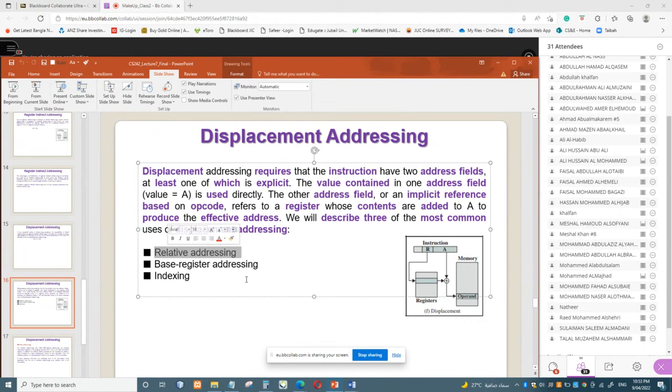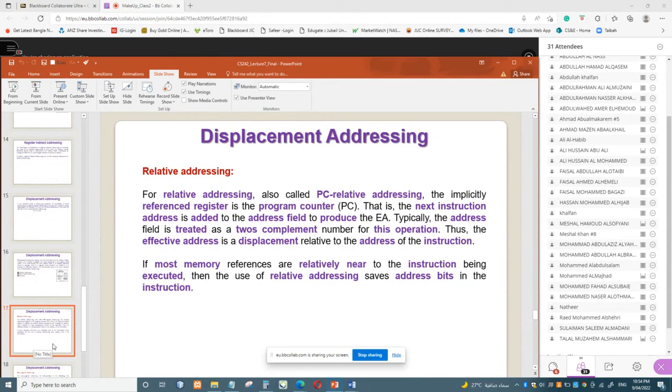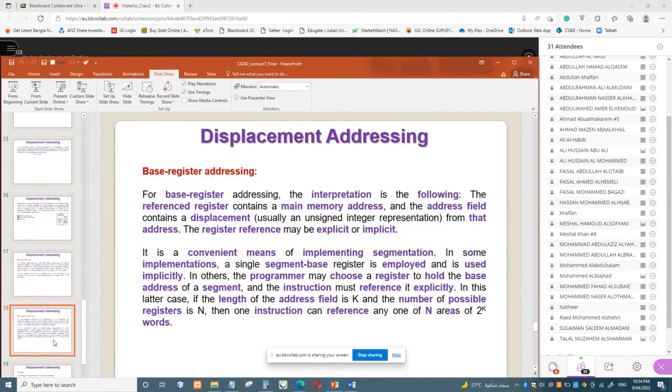Relative addressing is only for accessing instructions, and we need to use the PC program counter register to access a particular instruction which is away from the current instruction that the CPU is executing, 100 bytes or 200 bytes or 300 bytes away, and that 100 or 200 or 250 bytes is called displacement. This displacement helps us get the actual address that the CPU needs to execute. But base register addressing and indexing are used for accessing your data.